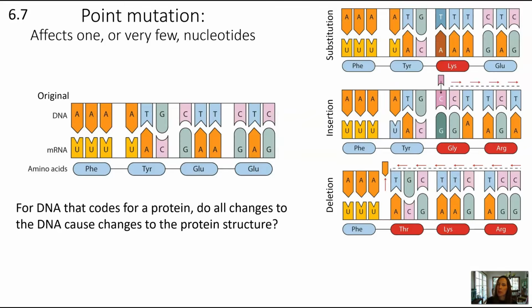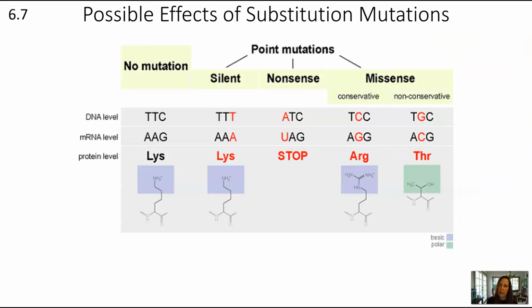For DNA that does code for a protein, like it looks like this one is, do all changes to the DNA cause changes to the protein structure? And the answer is no, not all changes affect the protein structure. Take a look at this diagram, or this table, and see if you can figure out what these types of point mutations mean. So if there's no mutation, we can see that the DNA is TTC.